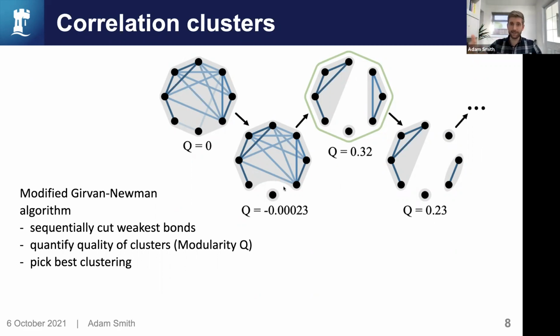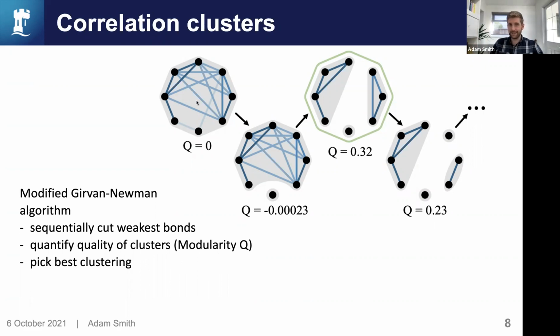Now we proceed. We just keep cutting these bonds, the weakest one first, until we get another clustering, and so we separate them out. We then take a snapshot of this new clustering, keep cutting until we get a new clustering, take a snapshot, etc. So then what we have is a sequence of different clusterings. We're then going to quantify how good each of these clusterings is, and the way we do this is through a quantity called the modularity, which I'll explain on the next slide.